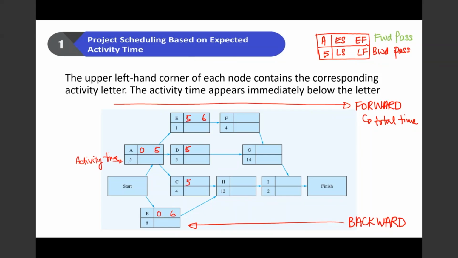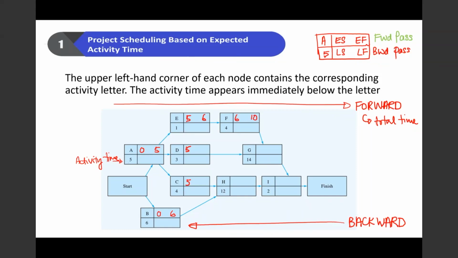Okay, activity F can start after E has finished, so this is 6. It takes 4 time units, so 6 plus 4 is 10. Activity F then goes to activity G, but activity G has 2 precedent activities, which are D and F. So let's wait for that. Let's look at activity D.